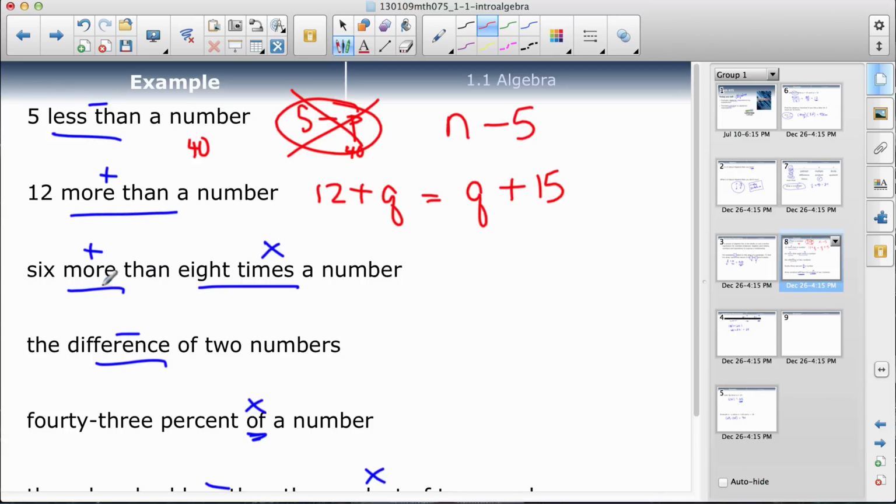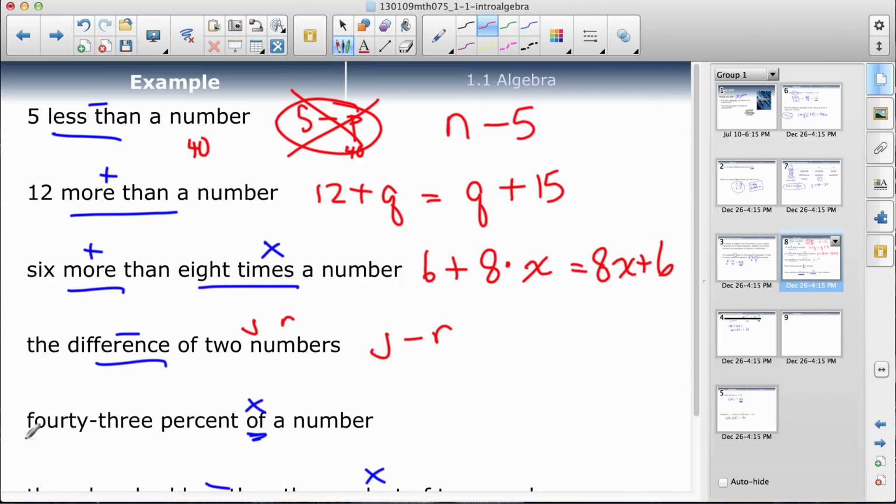6 more than 8 times a number. 6 more, add, so 6 plus 8 times a number. Let's use x. So 6 plus 8x. Notice that's perfect for this one, but you could also write it the other way. If you're adding, again, that's a commutative property, the order doesn't matter. Notice up here when we're subtracting, the order of the numbers does matter, so I can't just swap those. The difference of two numbers. Let's make our numbers j and r. So the difference of those two, j minus r.